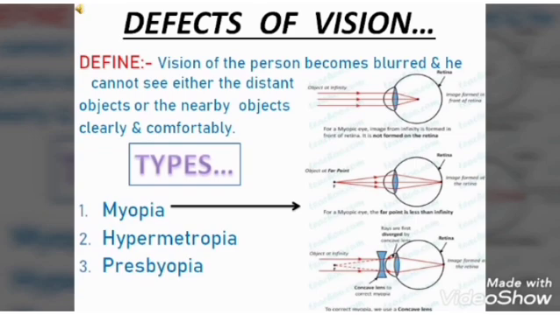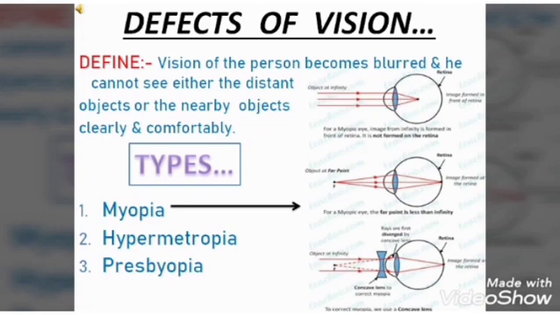First is myopia, that's short-sightedness or nearsightedness. In this, a person is unable to see the far object or the distant object clearly. And what is its cause? Due to high converging power of the lens, that means short focal length, or due to the eyeball being too long. How can it be corrected? A concave lens is used for correcting myopia.